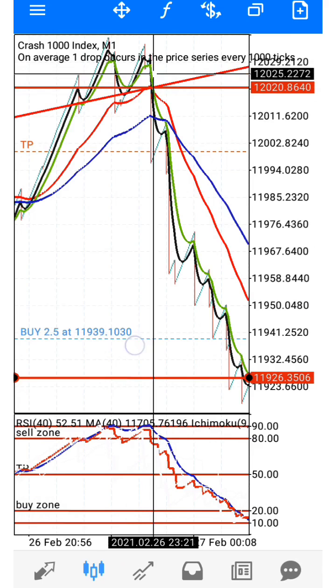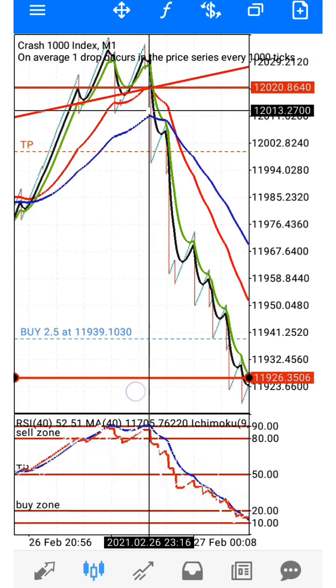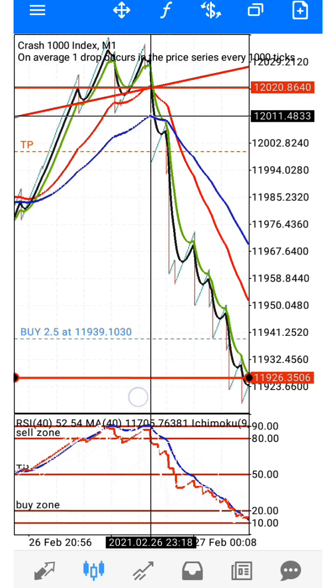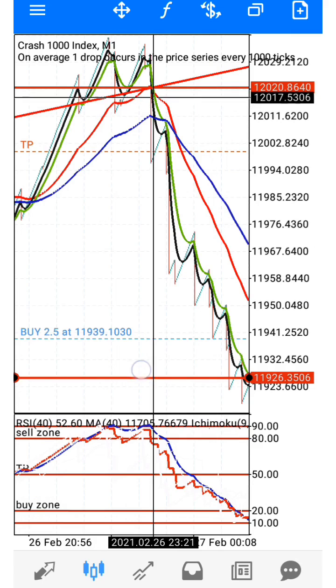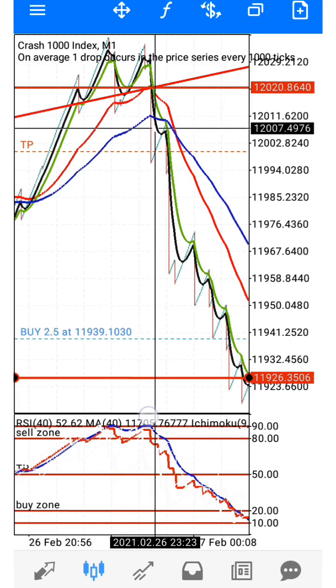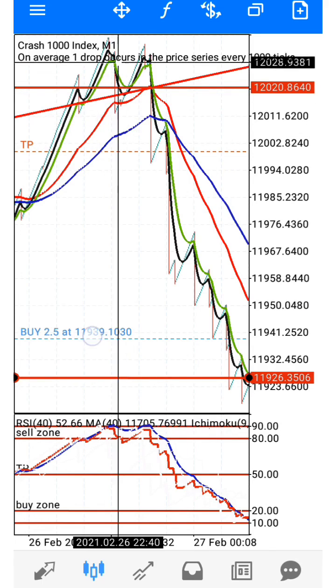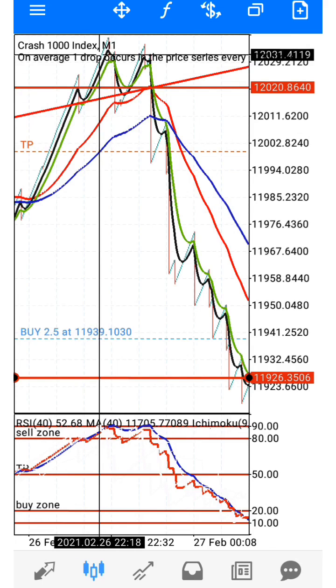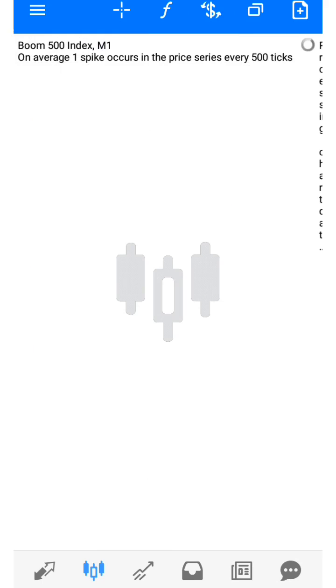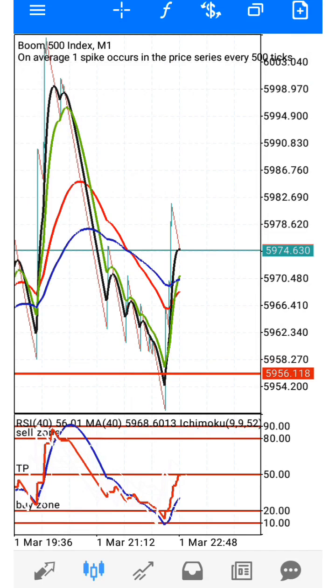Whenever these two moving averages, green and black, cross down, it is the first confirmation of my strategy. When they cross this red or blue, that is the second confirmation that you can take your buy or sell, and that's how you are able to generate that kind of money with Boom and Crash. You can use Crash 1000, Crash 500, any of them, to catch your spike with this awesome strategy.